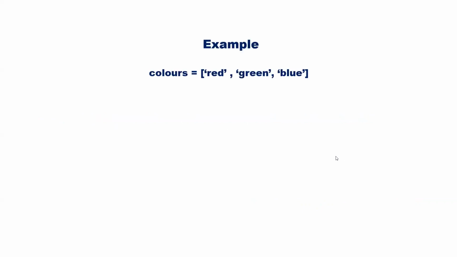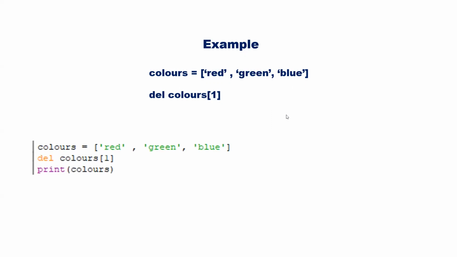Del statement is used to remove an element from the list. For example, del colors[1] will remove the value green from the list. So green is at position 1. After executing this statement, green will be removed from this list colors. And when we print the colors, it will return only red and blue. So green has been removed from the list.